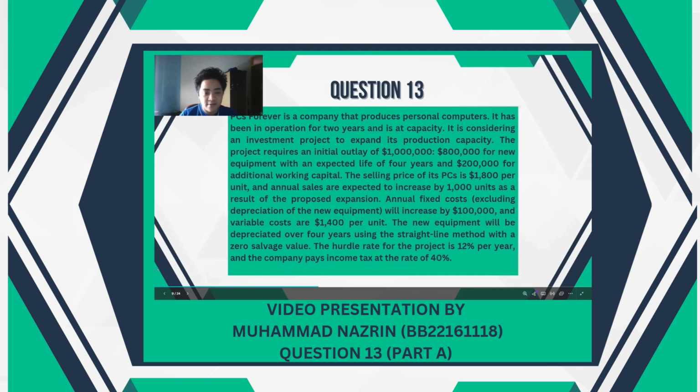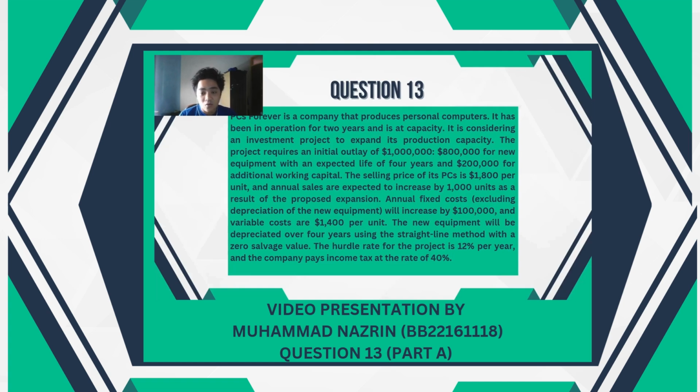It's about PC Forever, a company that produces personal computers. It has been in operation for over 2 years and is at its capacity. The investment for this project to expand the production capacity requires an outlay of 1 million 800,000 for the new equipment with an expected life of 4 years, and 200,000 for the additional working capital.